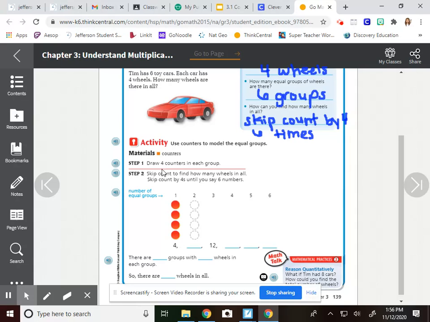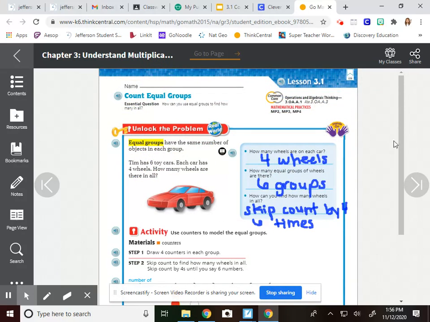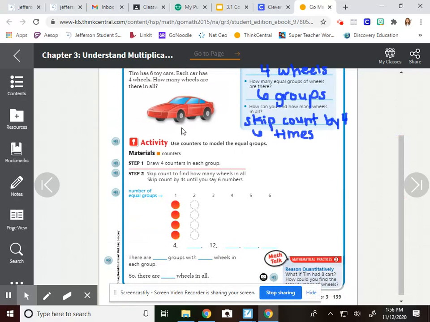So the first thing it tells us is that we're going to draw 4 counters in each group. So we know we have 6 equal groups because there are 6 toy cars. So there's going to be 6 columns of counters. We know we need to draw 4 counters in each group because each toy car has 4 wheels.